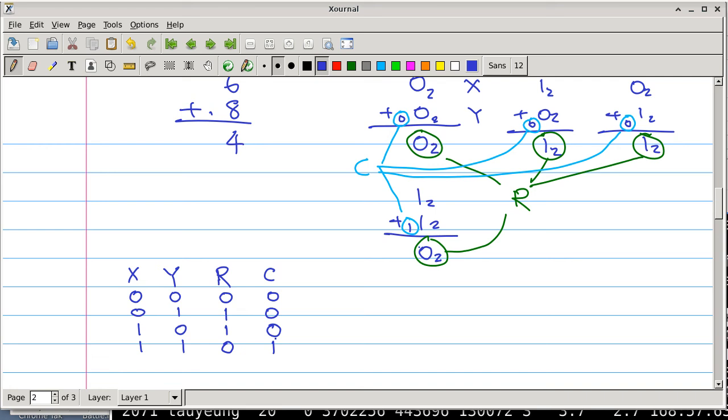So X and Y are each representing a digit in base 2 addition. R is representing the result of the addition, and then C is representing the carry of that addition. Is that okay? Great. Well, this is very encouraging because I'm looking at zeros and ones.